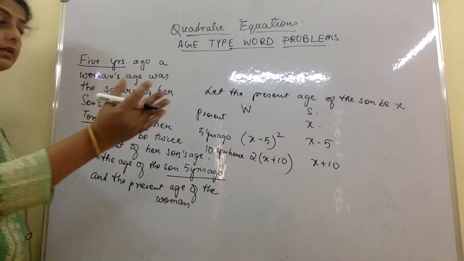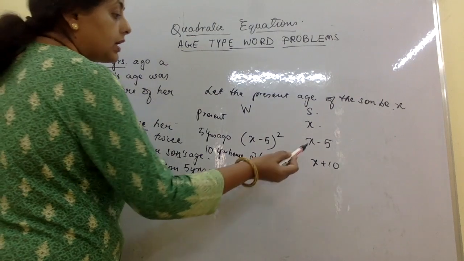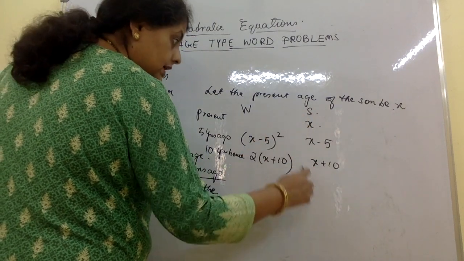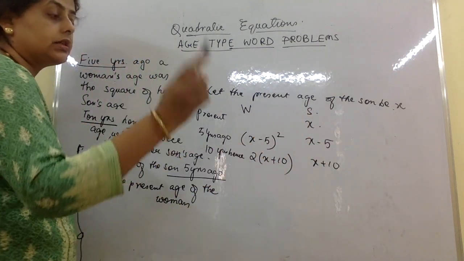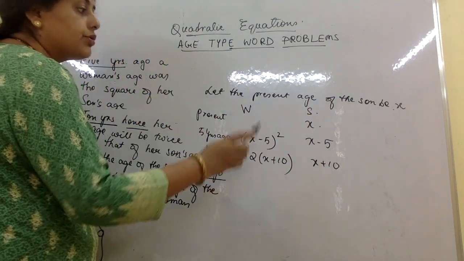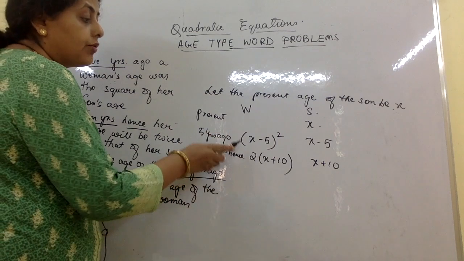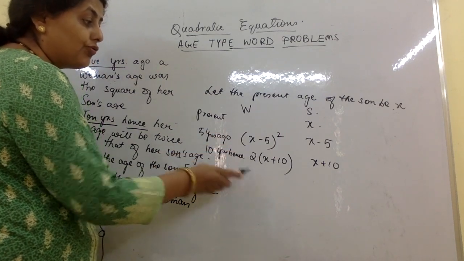लेकिन यहाँ पे क्या गलती कर देते हैं लोग यहाँ पे, अगर आप इस 10 years hence इसके साथ इस साइड से इक्वेशन बनाने की कोशिश करेंगे, that is with the son's age, if you try to make the equation you will not be able to make it. We will try to make it with the help of the woman's age.